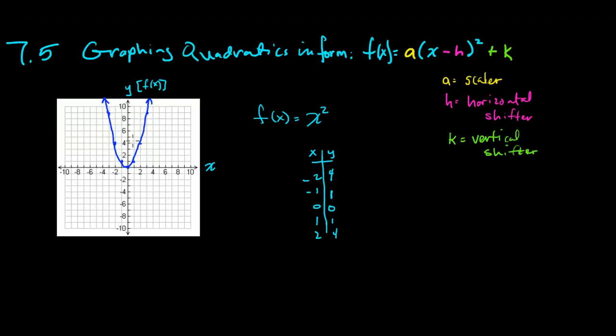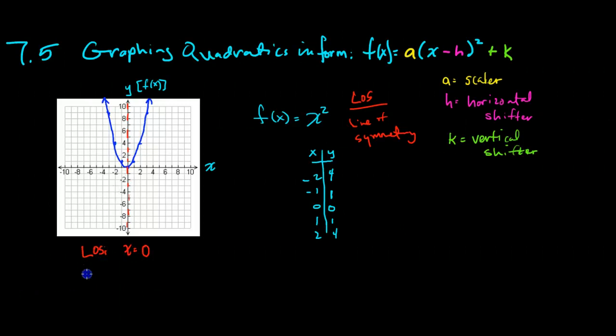So let's talk about a couple of things. First of all, this line here, the line that passes right through the vertex, is called the line of symmetry. In this case, notice that it is a vertical line, which means it is x equals something. And in this case, x is 0 because it's not going left or right in any direction. So the line of symmetry is x equals 0.